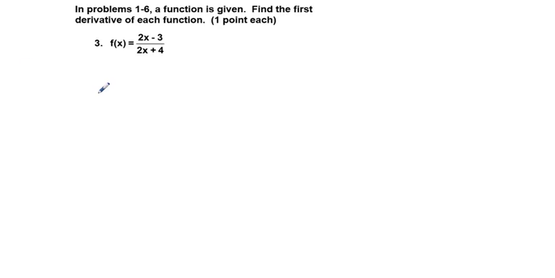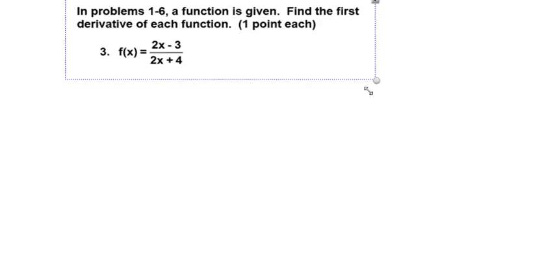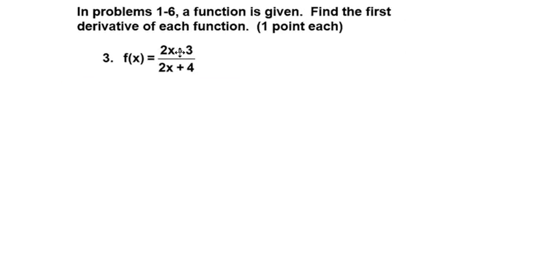Okay, this next one here, we have a quotient of 2 functions. We have f of x, it's a little bigger. We have f of x equals 2x minus 3 over 2x plus 4. And since we have a quotient of 2 functions, we can use what we call the quotient rule. There's a different way of doing this, but this is probably the best way.